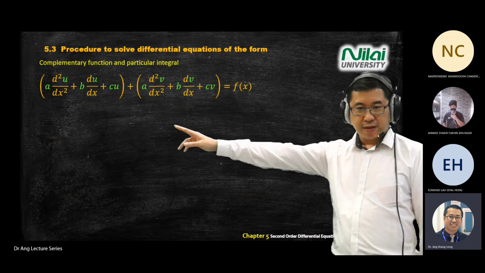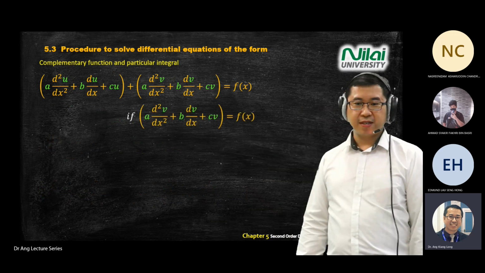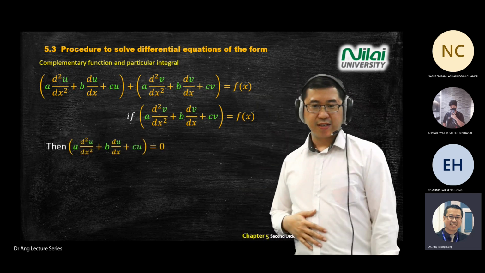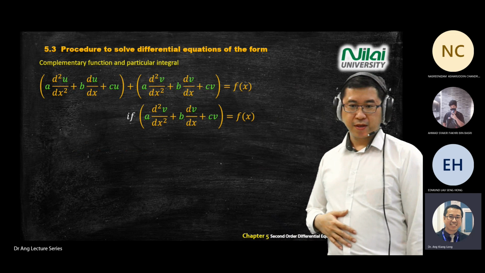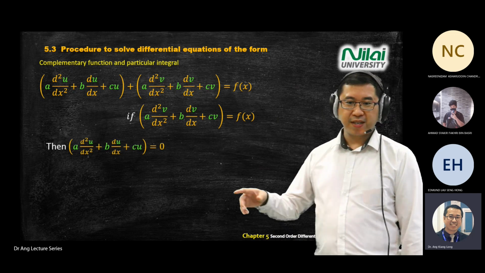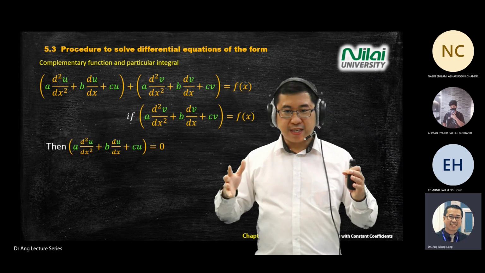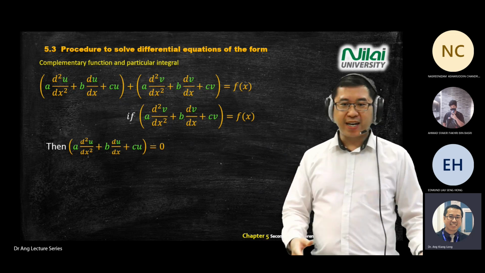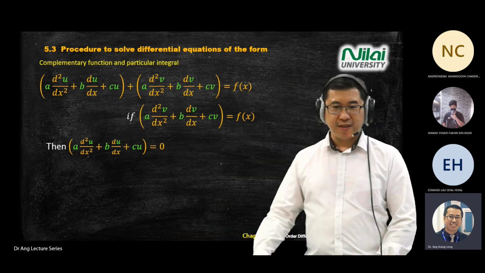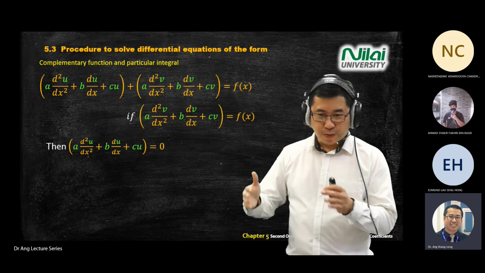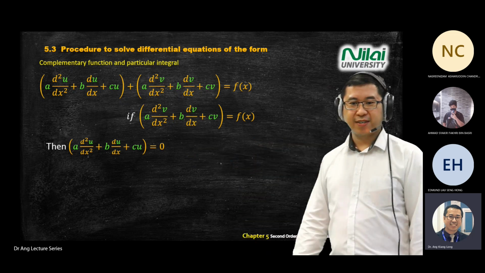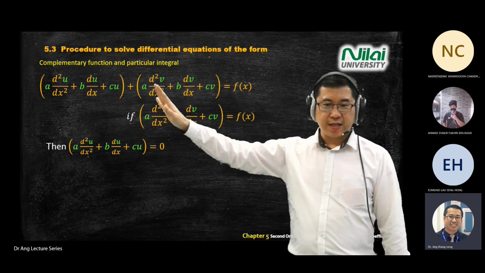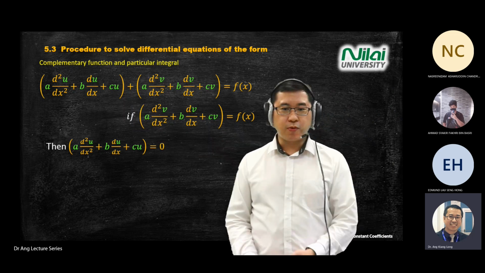Okay. Once you do your housekeeping, you still remember just now you group two things in the equation. U one bracket, V one bracket, right? So you assume the U bracket equal to the right hand side. Mean this one, the U bracket equal to the right hand side. So it means that what happened in the U, everything will equal to zero.